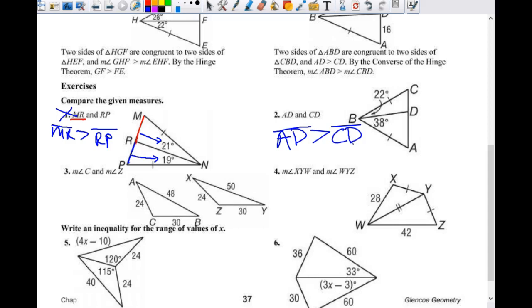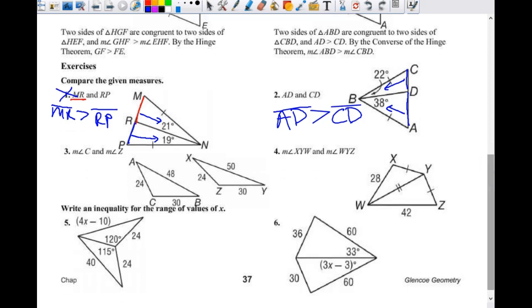Okay, so how did we know it's bigger? Because look across. AD is across from 38, is opposite of 38. AC is opposite of 22. 38 is way bigger than 22. We can also do the angles. We're trying to compare angle C to angle Z. Which one's larger? Try figuring this one out on your own.